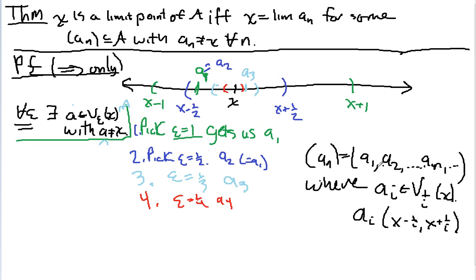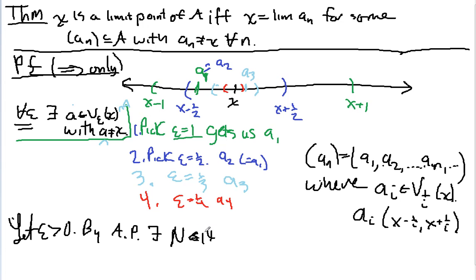So why does it converge? Well, I can prove convergence pretty easily. Let epsilon be bigger than 0. By the Archimedean property, there exists a capital N, a natural number, such that 1/N is less than epsilon.